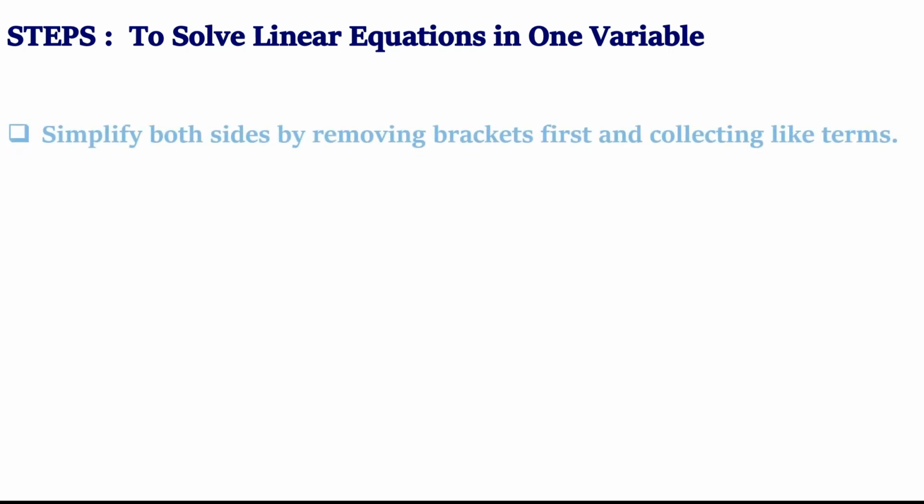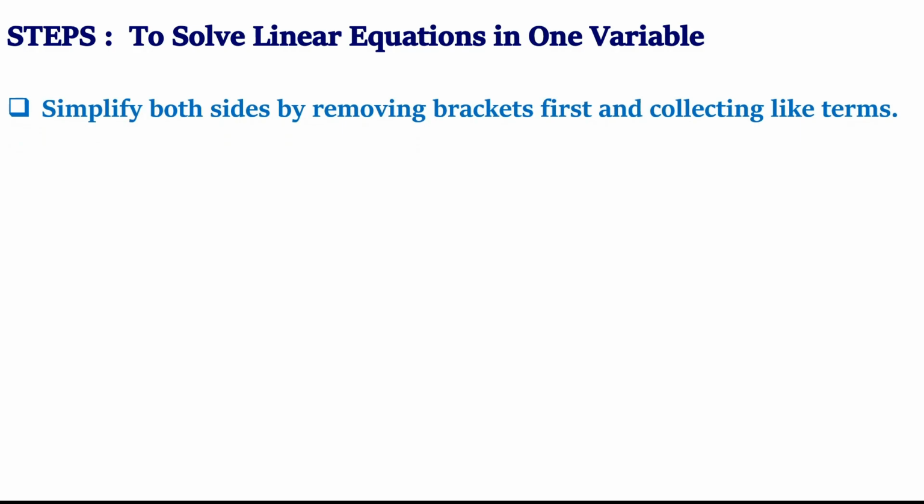Now there are some steps to be followed to solve linear equations in one variable. Let us discuss them one by one, and along with each step we will keep on solving some relevant questions related to the point being discussed. So let's begin. The first point says: simplify both sides by removing brackets first and collecting like terms. Before I make you understand this whole sentence, let me take an example where brackets are there.